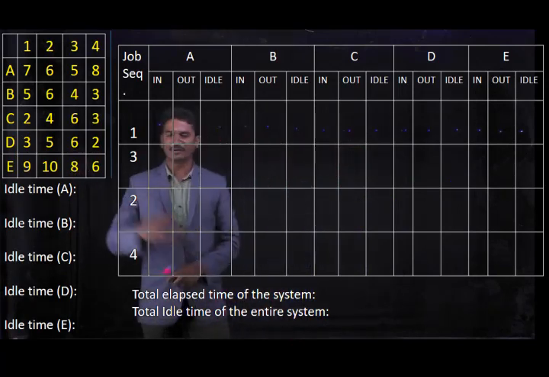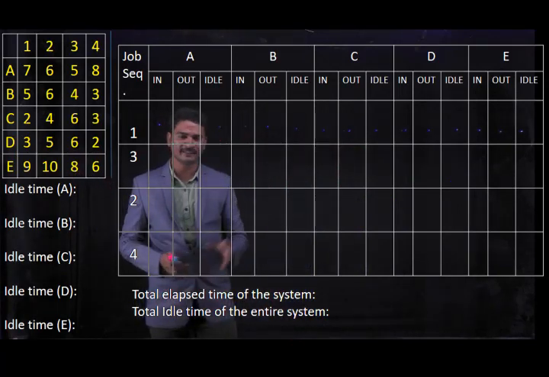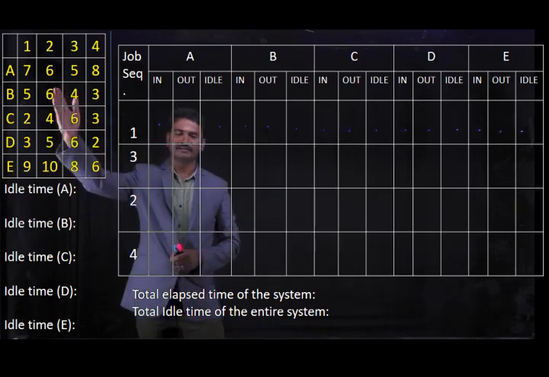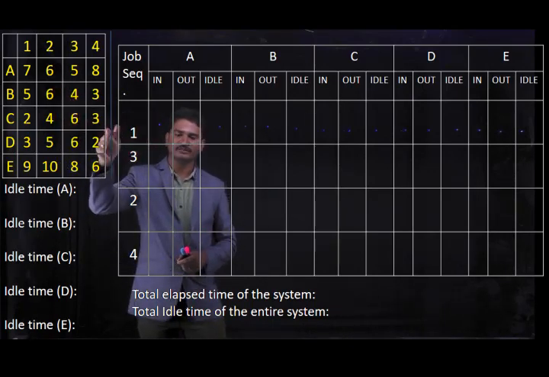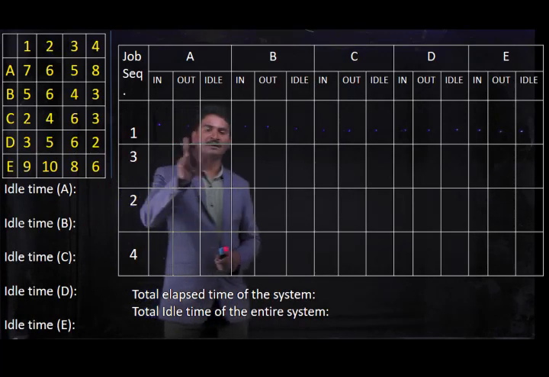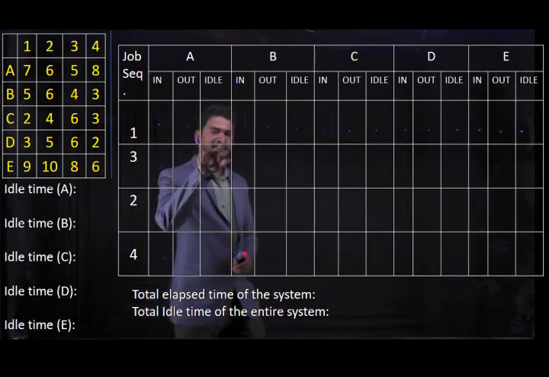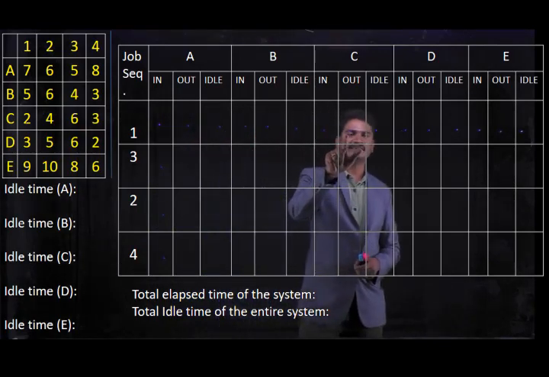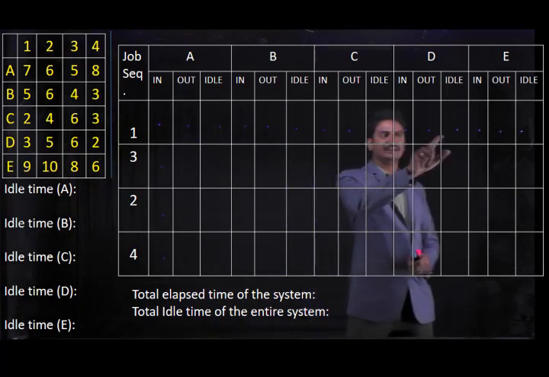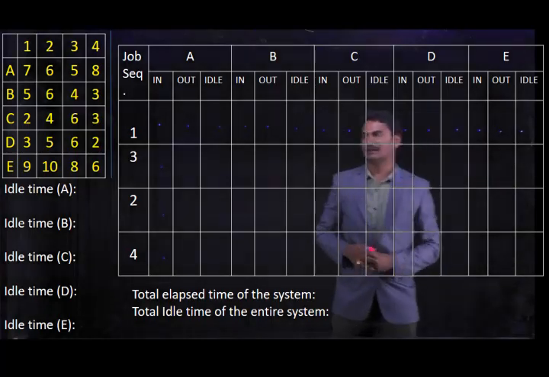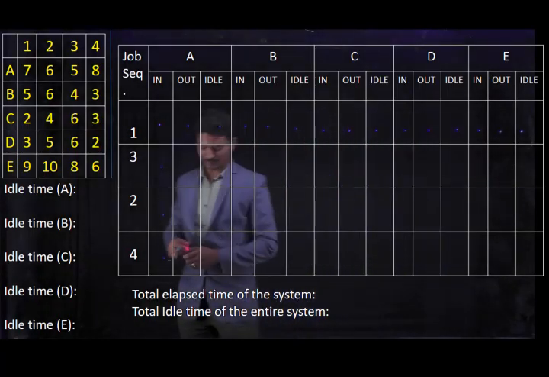Okay, now we are going to calculate the idle times from this table, and also the upward values and elapsed time. Here this is our given data, and here we have the sequence 1, 3, 2, 4. This is our job sequence. Next, coming to mission A: in time, out time, idle time, and mission B: in time, out time, idle time. Mission C, in, out, idle. Mission D, in, out, idle. Similarly we come to mission E also. We have to calculate in, idle, and out times.